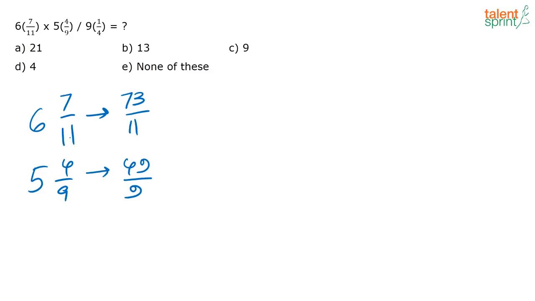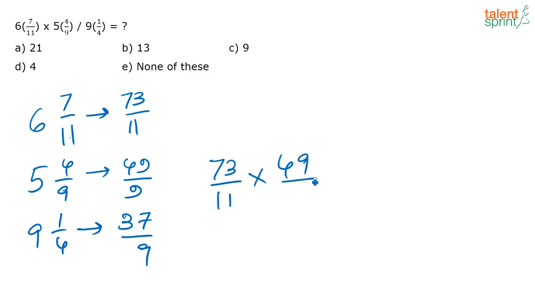Now, 9 1/4 is 9 fours are 36 plus 1, 37/9. So all these are 37/9. You convert these fractions like this and then you have to solve. So what do you get? You get 73 divided by 11 into 49 divided by 9 divided by 9 1/4, which is equal to into 9/37. I am taking the reciprocal and writing.